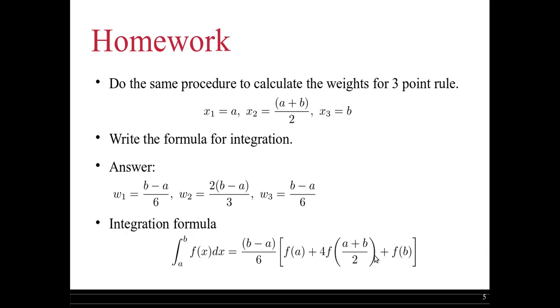So whatever you have done in your Newton-Cotes exercise, this is the thing. You can just put n equal to 3, and you get the Simpson 1/3 rule. If you put n equal to 4, then you get the Simpson 3/8 rule.